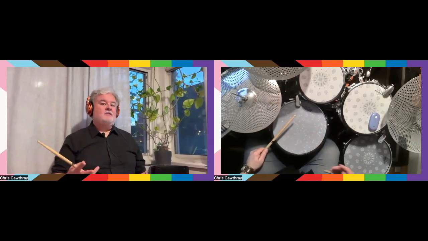The A pattern is putting the rest on the last 16th note. 1 E and 2 E and 3 E and 4 E and. The B pattern, as I've got them, now there's no official order for the patterns, but the B pattern on my sheet is the rest on the and count. 1 E and 2 E and 3 E and 4 E and.